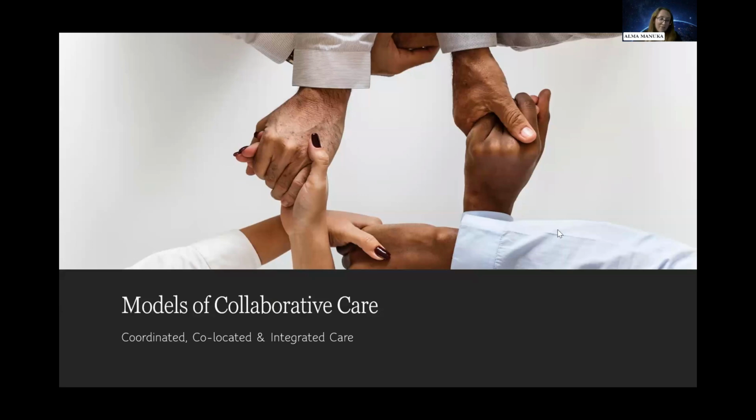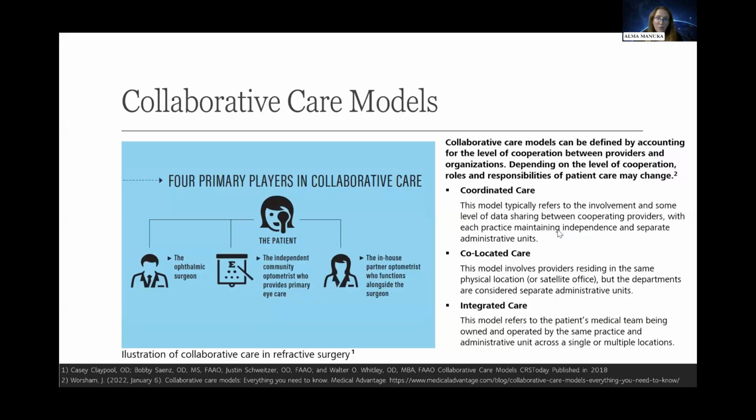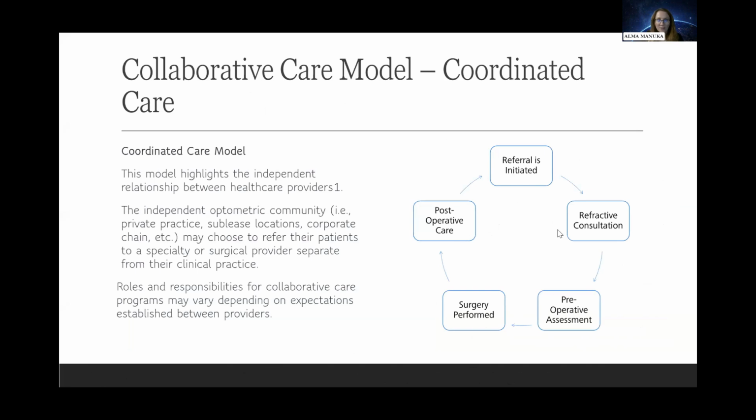So, having said that, I will talk about the models of collaborative care. There are 3 models of collaborative care, and no matter where you are across the globe, no matter how recognized your profession is, you are navigating in one of those models. I have here the 3 names: coordinated care, co-located care, and integrated care. And I will explain how they might look across the globe.